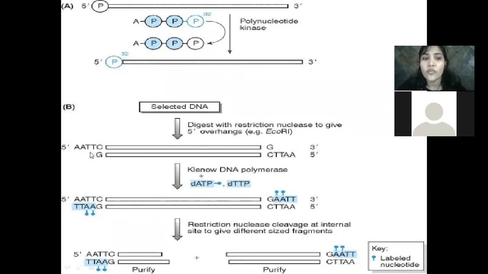and make this overhang. You see this AATT, this TTAA. These are the overhanging nucleotides, meaning they are free. They are not attached to any complementary bases. So we are going to use these overhangs to attach the labeled nucleotide over here.